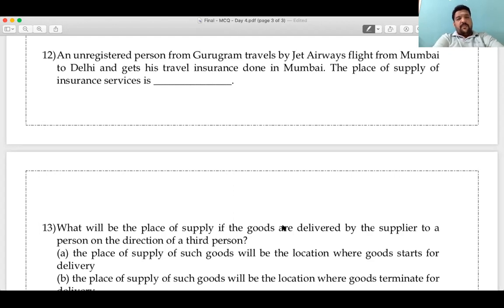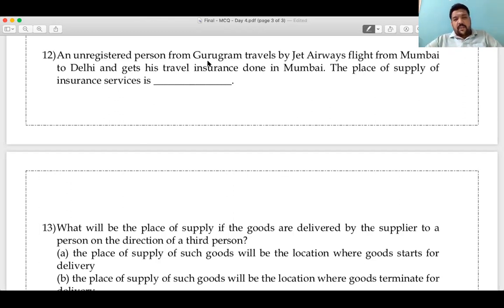Some of you said Mumbai, some of you said Gurgaon. This is a question on insurance services. He gets his travel insurance done in Mumbai. In Mumbai, there is a travel insurance company. When that company takes up the travel insurance, they'll ask, who are you? Give me your address proof, and so on.